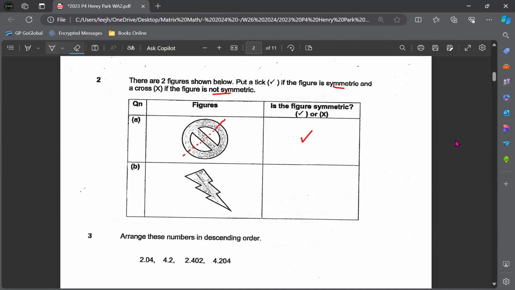Okay, understand, right? But this one cannot, definitely not. It's not symmetric at all. Even if you cut half, it's not even symmetric. Look at the side here and here, they are not the same. Okay, so that's the answer.